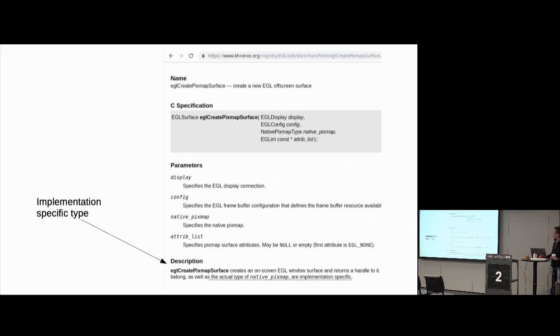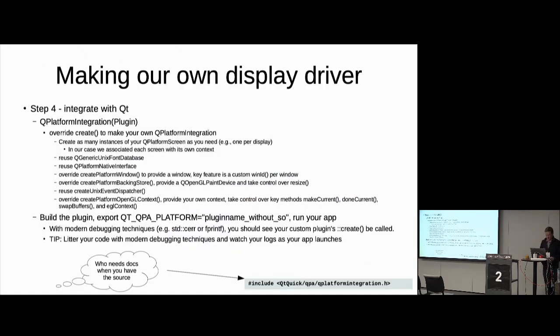That undocumented theme goes throughout this talk. Here it says in the Khronos official documentation for EGL create pixmap surface, at the bottom it says that this argument here, native pixmap, is implementation specific, which means it's not part of the spec. It's pretty funny. It's an official function which takes an argument which is undocumented. And then we had to make our own display driver. So what you can take away from this is just a few keywords, and the fact that it's possible.